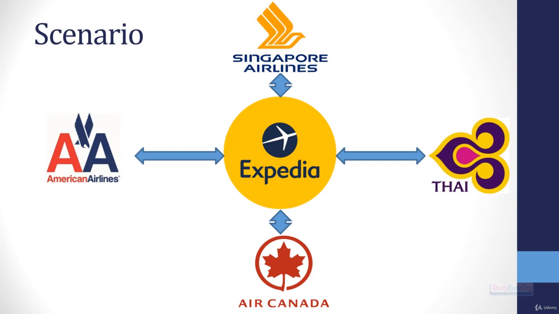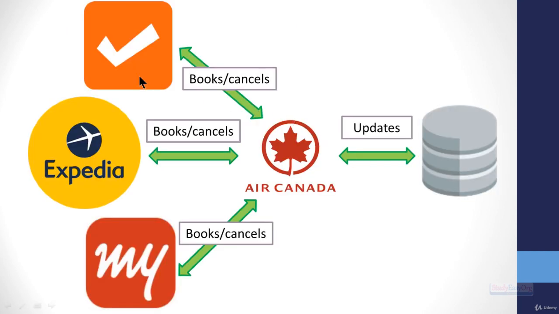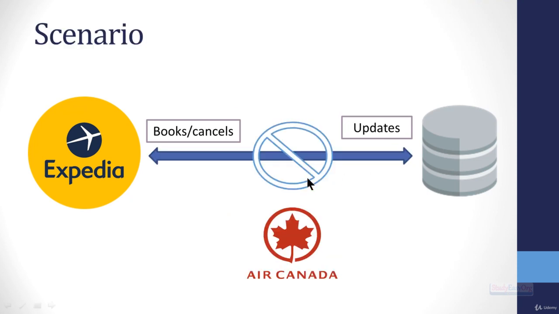Not only Expedia, there are multiple platforms like ClearTrip or MakeMyTrip. All of these websites can easily book or cancel tickets in any of the airlines which expose the web service. The updates in the database would be made by the web service itself. There won't be any direct access to the data available inside the web application of Air Canada. Here comes the importance of web service.